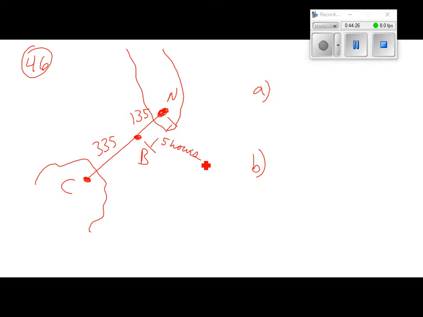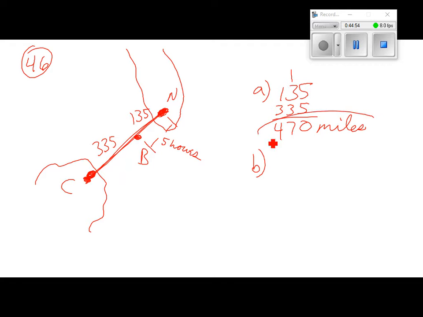So, first thing they want us to do is find the total distance the ship traveled. All we're going to have to do to find this total distance, and again, this one should be out here closer to the shore instead of way in there, is add those two together. So 135 plus 335, and you end up with 0, carry the 1, that's 7, 470 miles. It traveled 470 miles.